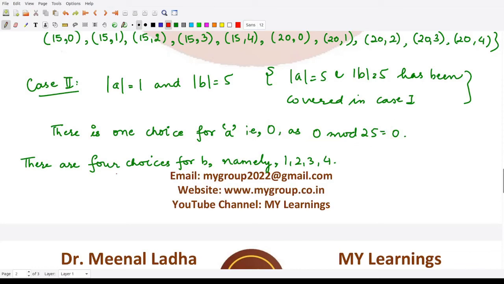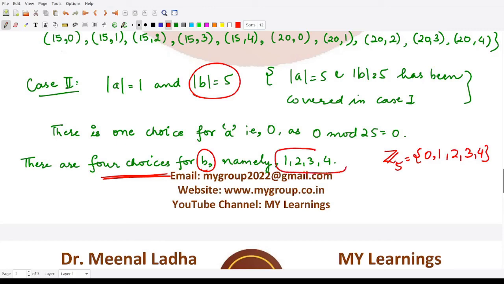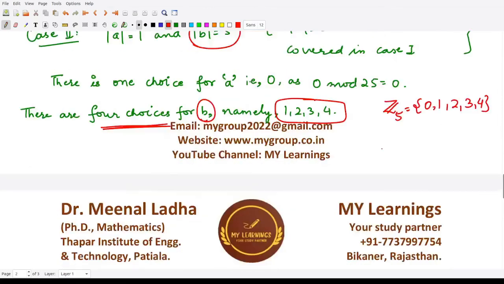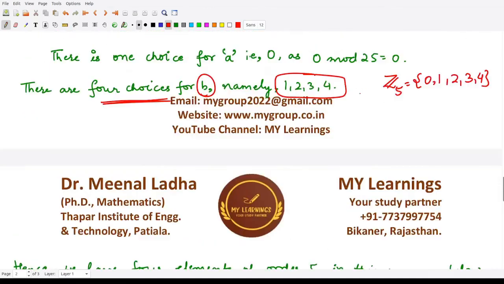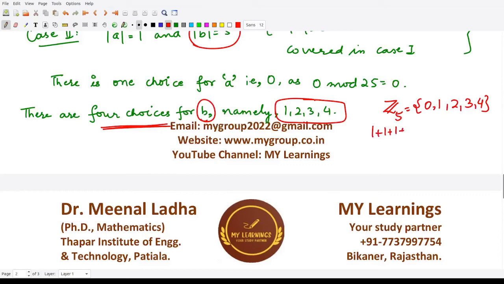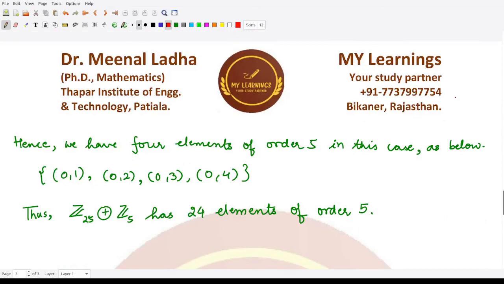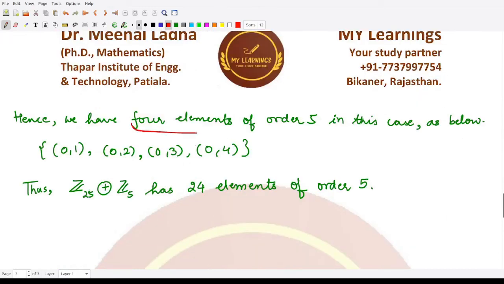And there are 4 choices for the element B, because we wanted to take the order of B as 5, and we are taking B from Z5, which contains 0, 1, 2, 3 and 4, right? So these elements are 1, 2, 3 and 4. Why? Because the argument is similar as we have done in the previous case. So when you add 1 5 times, you will have 5, and when you take 5 mod 5, that would be 0, which is the identity of the group. Similarly, for 2, 3 and 4, we would have the same result. So therefore, in this case, we have 4 elements of order 5.